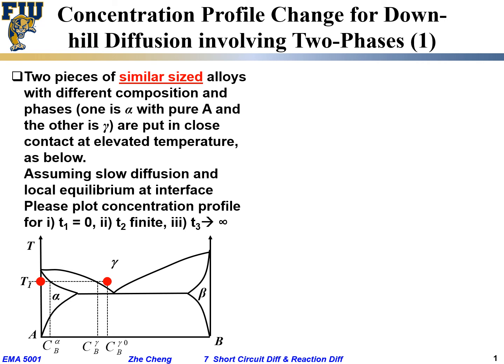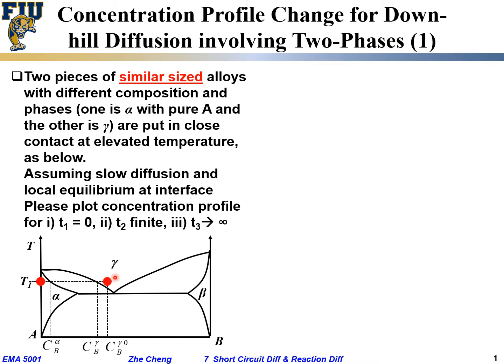Let's consider a different scenario. Still, phase diagram A, B means binary phase diagram. And then we are considering two similar sized alloys. One is what? Pure A. The other one is gamma with CB gamma 0 labeled here.